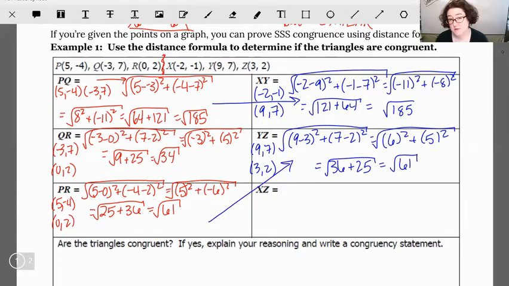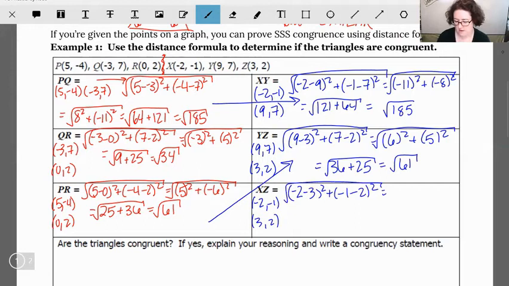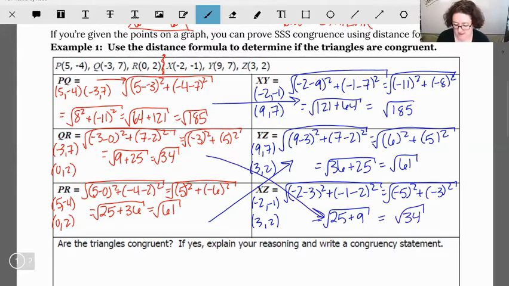And then XZ, if these are congruent triangles, it should be the same length as QR. So let's test it. So XZ, we need our points -2, -1, and 3, 2. Distance formula, -2 minus 3 squared plus -1 minus 2 squared. Gives us a -5 squared plus a -3 squared. Square those out, we get a 25 and a 9. And now we're getting the same values we were working with in segment QR. Whole thing comes out to the square root of 34. So indeed, everything matched up.